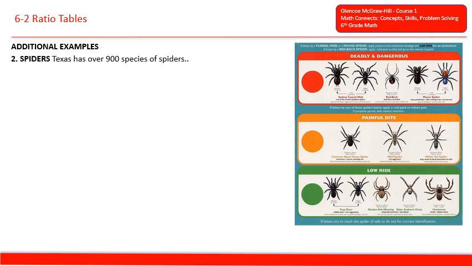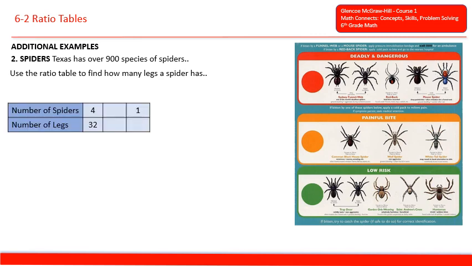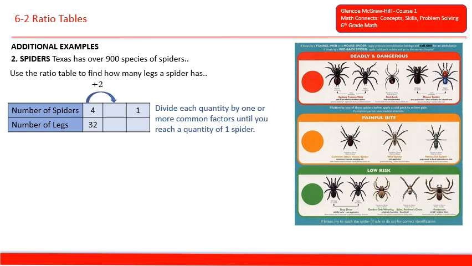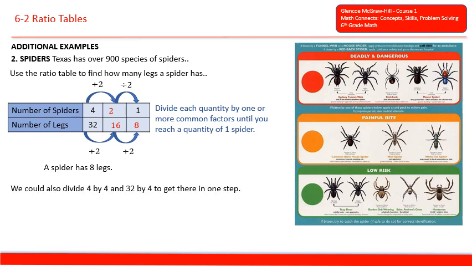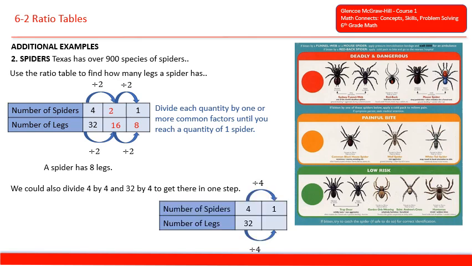Spiders. Texas has over 900 species of spiders. Use the ratio table to find how many legs a spider has. So, number of spiders, 4. There are 32 legs because each spider has 8 legs. But if we didn't know that, we could say 4 divided by 2 equals 2 spiders, and we can divide 32 by 2 to get 16. And then we could divide 2 by 2 to get 1, and 16 by 2 to get 8, and a spider has 8 legs. We could also divide 4 by 4 and 32 by 4 and get there in one step. 4 divided by 4 is 1, 32 divided by 4 is 8, and we would do that to get the number of spiders to 1, so that we would have some kind of unit rate.